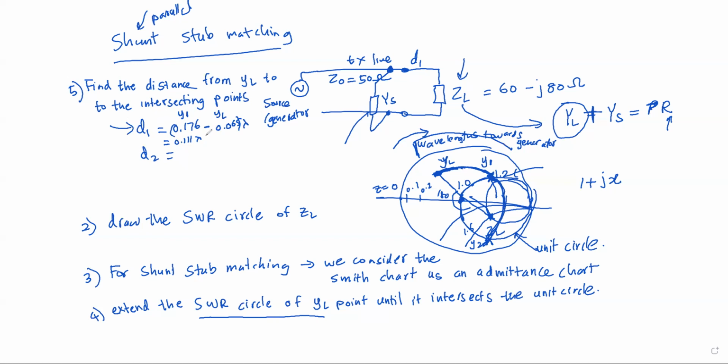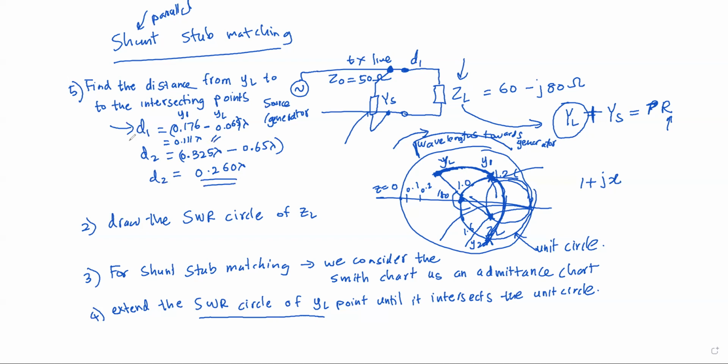distance, right? So if we know the frequency of our waves, then we can find the value of lambda. If we don't know the frequency, we can leave it as it is. And then the D2 value also we can find similarly. We can find the intersecting point's location in terms of lambda, and we can subtract the location of the load, and we can find the distance in terms of lambda. So we have two values, D1 and D2, right?